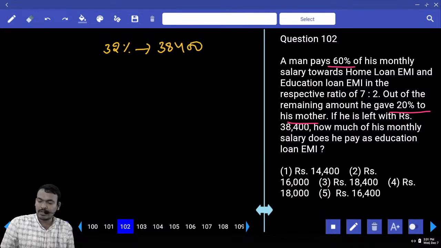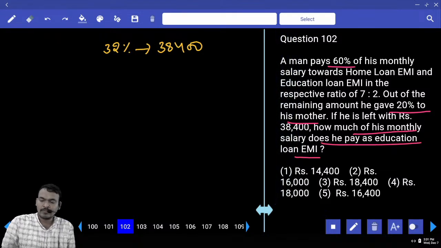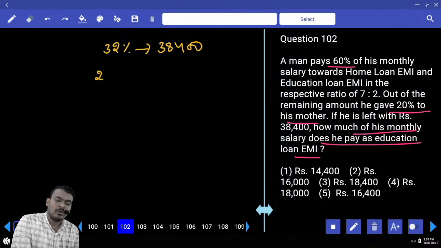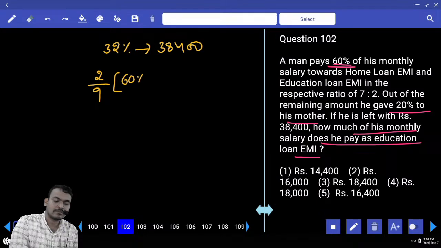38,400. But which one do we require? How much of his monthly salary does he pay as education loan? Education loan is how many parts? 2 parts out of 9 parts. 2 by 9 of which percentage? 60%.